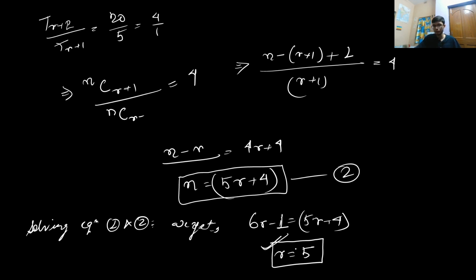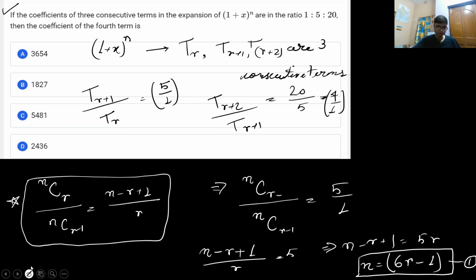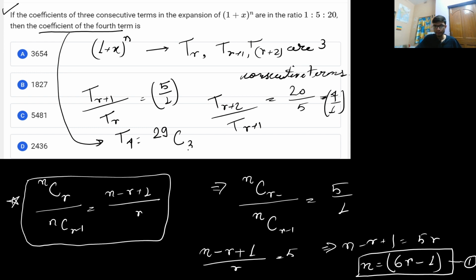If r equals 5, the value of n will be 25 plus 4, that is 29. So from r equal to 5, we get n equal to 29. And the question is asking for the coefficient of the fourth term. The fourth term, T4, has a coefficient equal to 29C3. The coefficient of the fourth term will be 29C3.